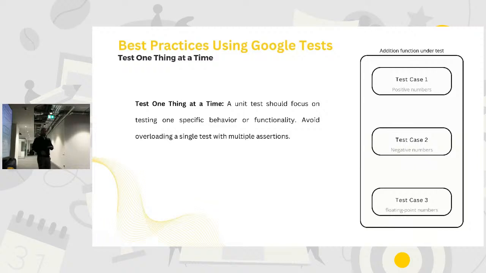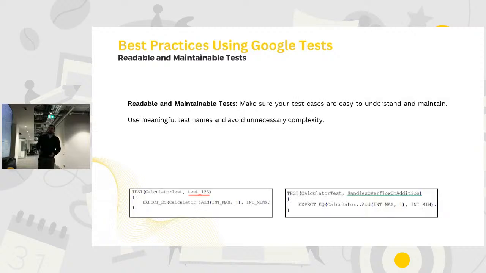Another thing is to test one thing at a time. Sometimes in some projects I saw a lot of people trying to test a lot of things without some kind of criteria. So the recommendation here is to organize things by blocks, by characteristics. Let's say, for example, positive numbers, negative numbers, floating point numbers, instead of mixing all of them and creating confusion that makes the test itself hard to understand. Another important thing, keep it readable and maintainable.